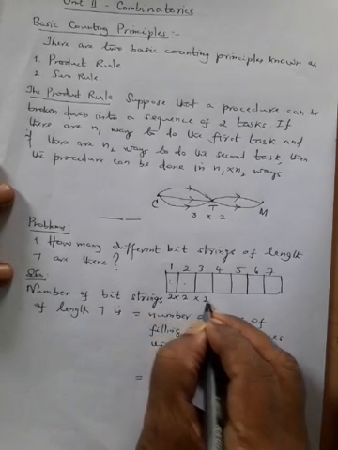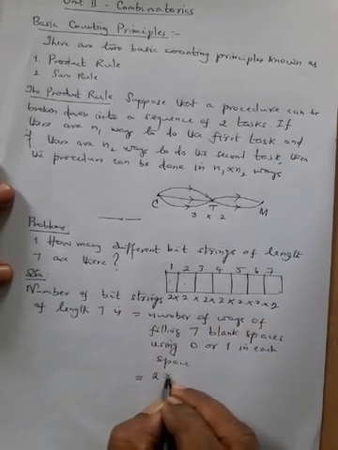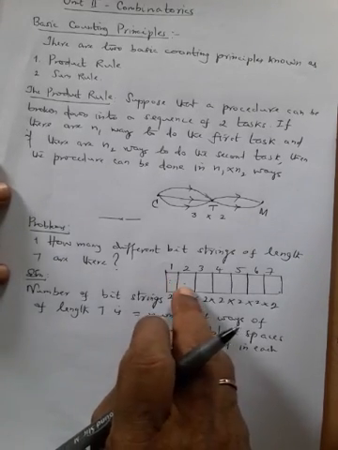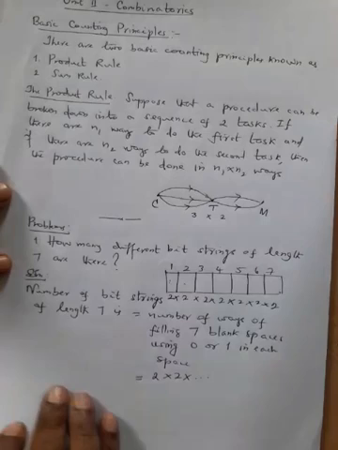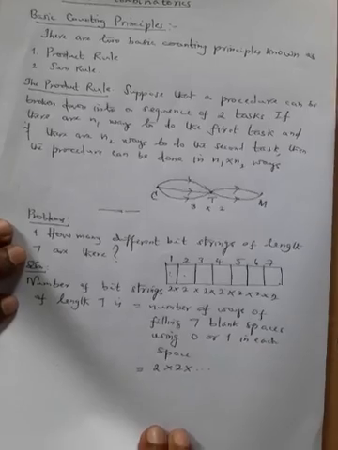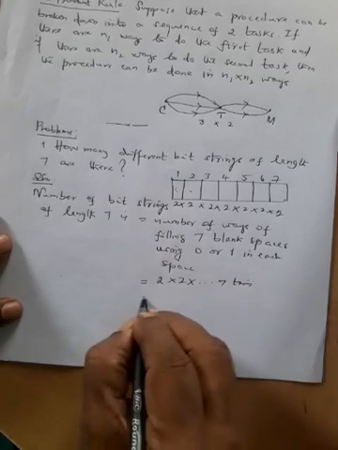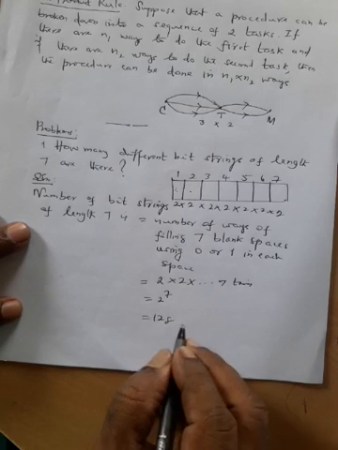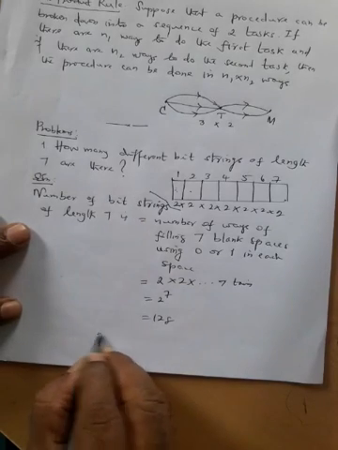Another one is 2 ways, another one is 2 ways, like that, 2 power 7 ways. The first blank space has to be filled, and the second blank space has to be filled, and the third one, so we have to apply only the product rule. For this or that, we have to use the addition rule, which we are going to see later. Now we are applying the product rule: 2 into 2, 7 times, equals 2 power 7, equals 128 ways. Therefore the number of bit strings of length 7 is 128.